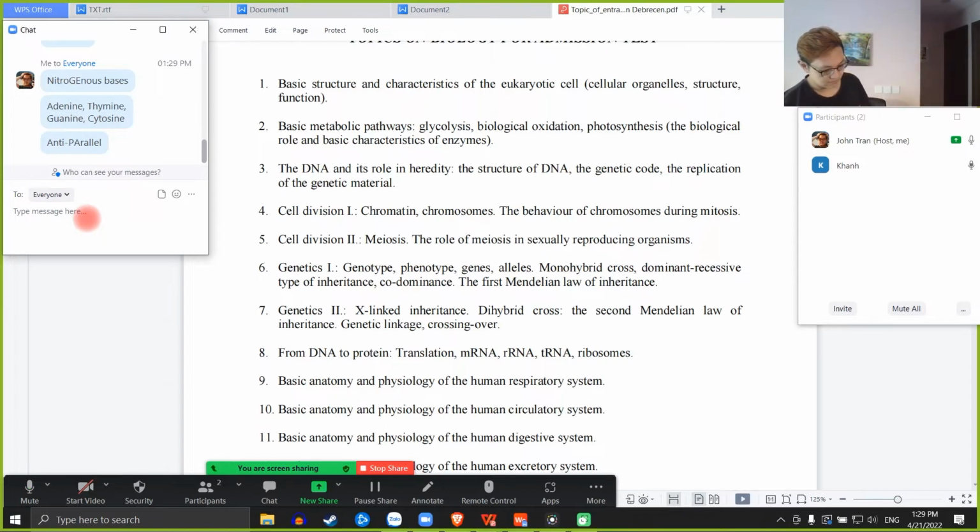Around each other, and coil, and each coil measures about 3.4 nanometers.